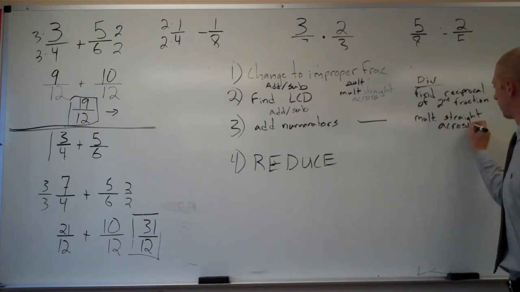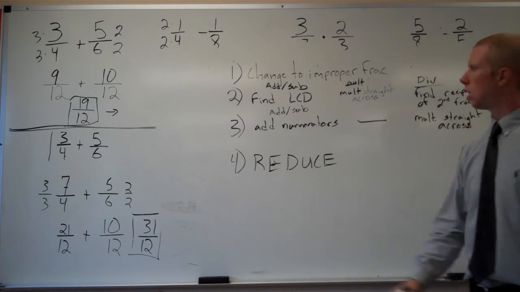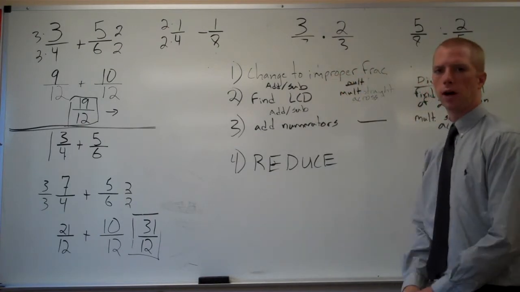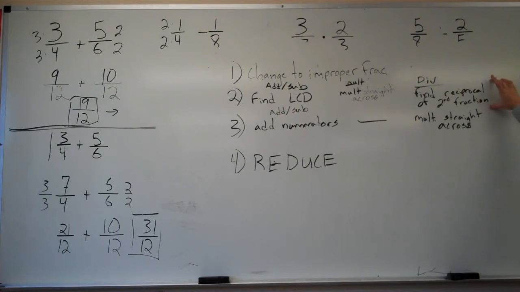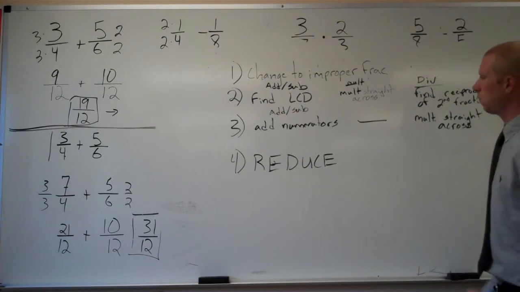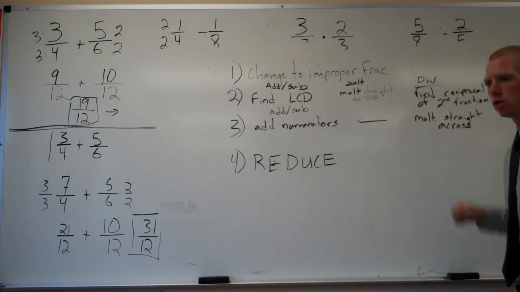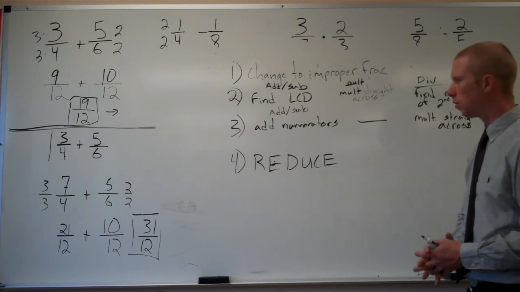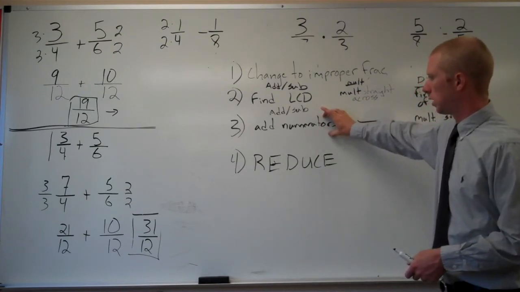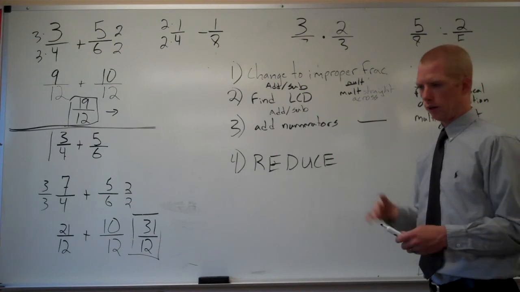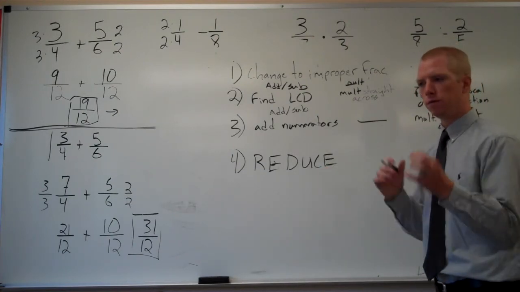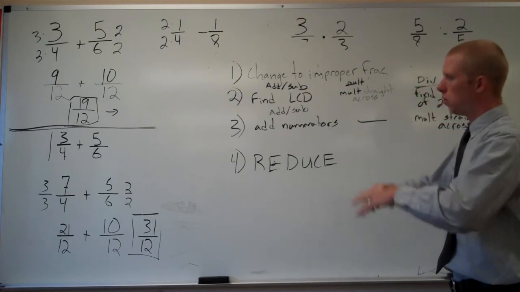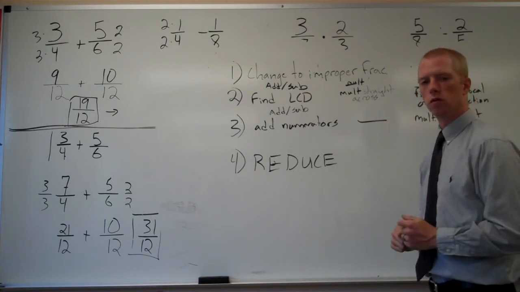Okay, so the keys in this are changing to improper fractions, being able to find the least common denominator, and a reciprocal. And then remembering multiplication straight across, numerators and denominators. And if you're adding or subtracting, you're going to add or subtract just the numerators. Final step, reduce. That's a brief 10-minute overview of all the different operations we will use with fractions.